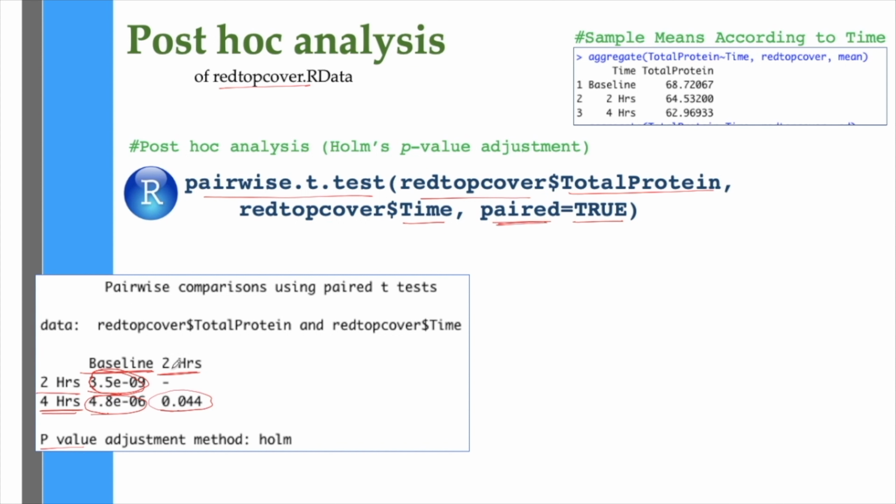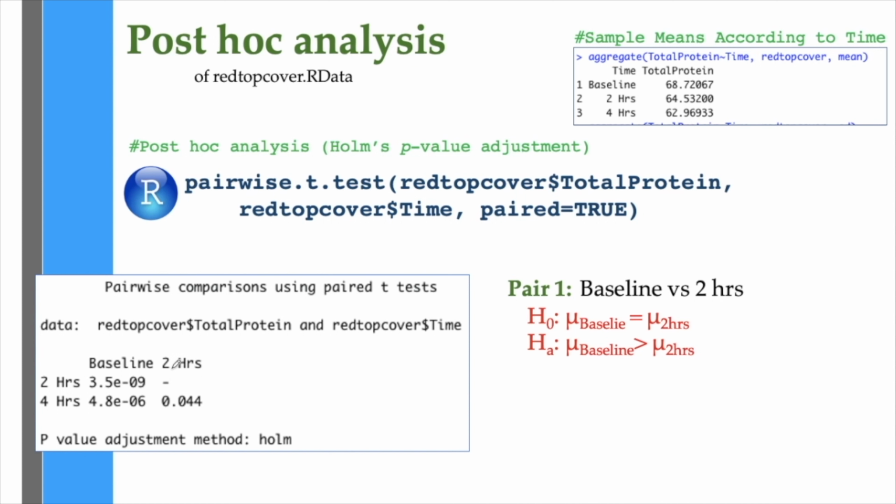To do the pairwise comparison, let's have the first pair, which is baseline versus 2 hours. So the null hypothesis is, of course, the two population means are equal, and the alternative is that the baseline is greater than after 2 hours, since 68.7 is greater than 64.5. And baseline and 2 hours have a p-value which is less than 0.05. So we may write it as less than 0.001. And that rejects the null hypothesis, and thus we conclude in favor of the alternative hypothesis. So the mean total protein at baseline is greater than the mean total protein after 2 hours.